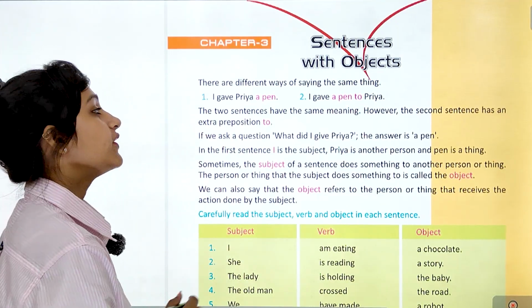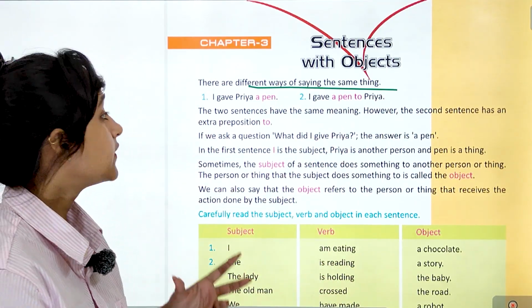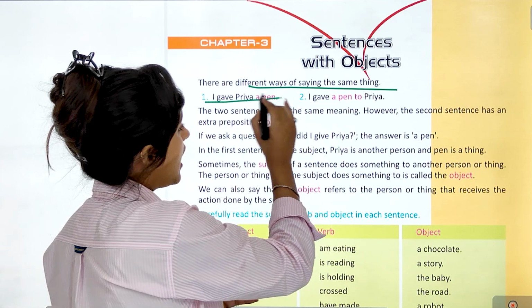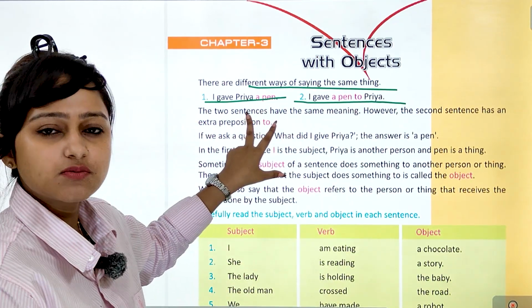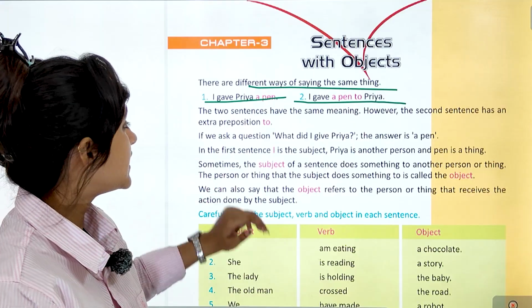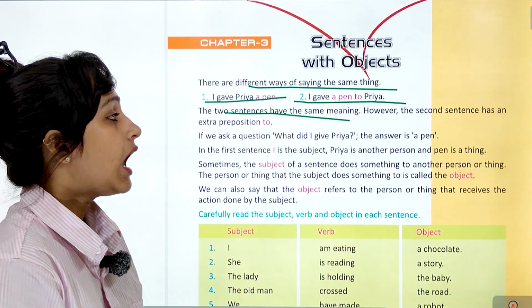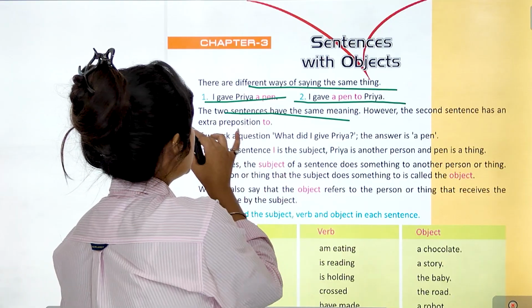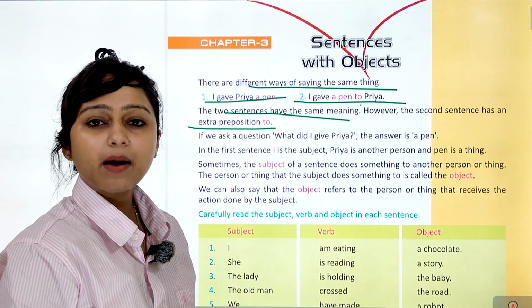So there are different ways of saying the same thing. बहुत different तरीके होते हैं एक चीज को कहने के. So I gave Priya a pen. I gave a pen to Priya. So हमने एक चीज को दो sentences में दो टाइप से कह दिया. Like the two sentences have the same meaning. दोनों sentences का same ही meaning है. However, the second sentence has an extra preposition to. Second sentence में क्या है? एक extra preposition आ गई आपकी to.